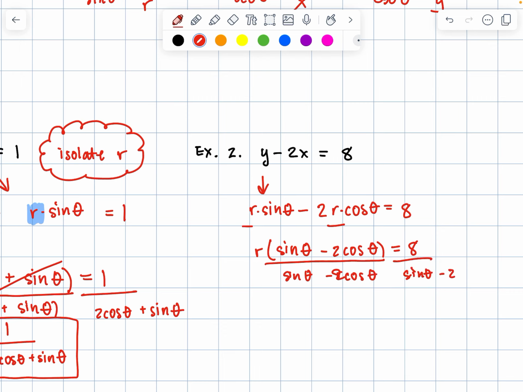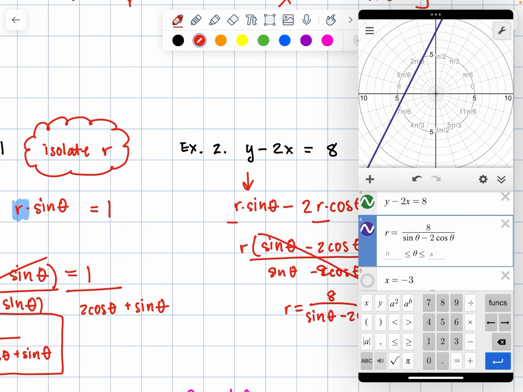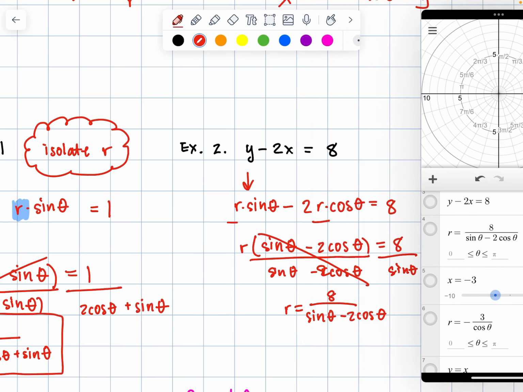All right, and this is what it should look like in our graph. y minus 2x is equal to 8. It's that green line. If we did this correctly, r is equal to 8 over sine theta minus 2 cosine theta, and we see that they overlap each other. And that is perfect. Green to purple. So nothing is changing between this besides how the equation looks.